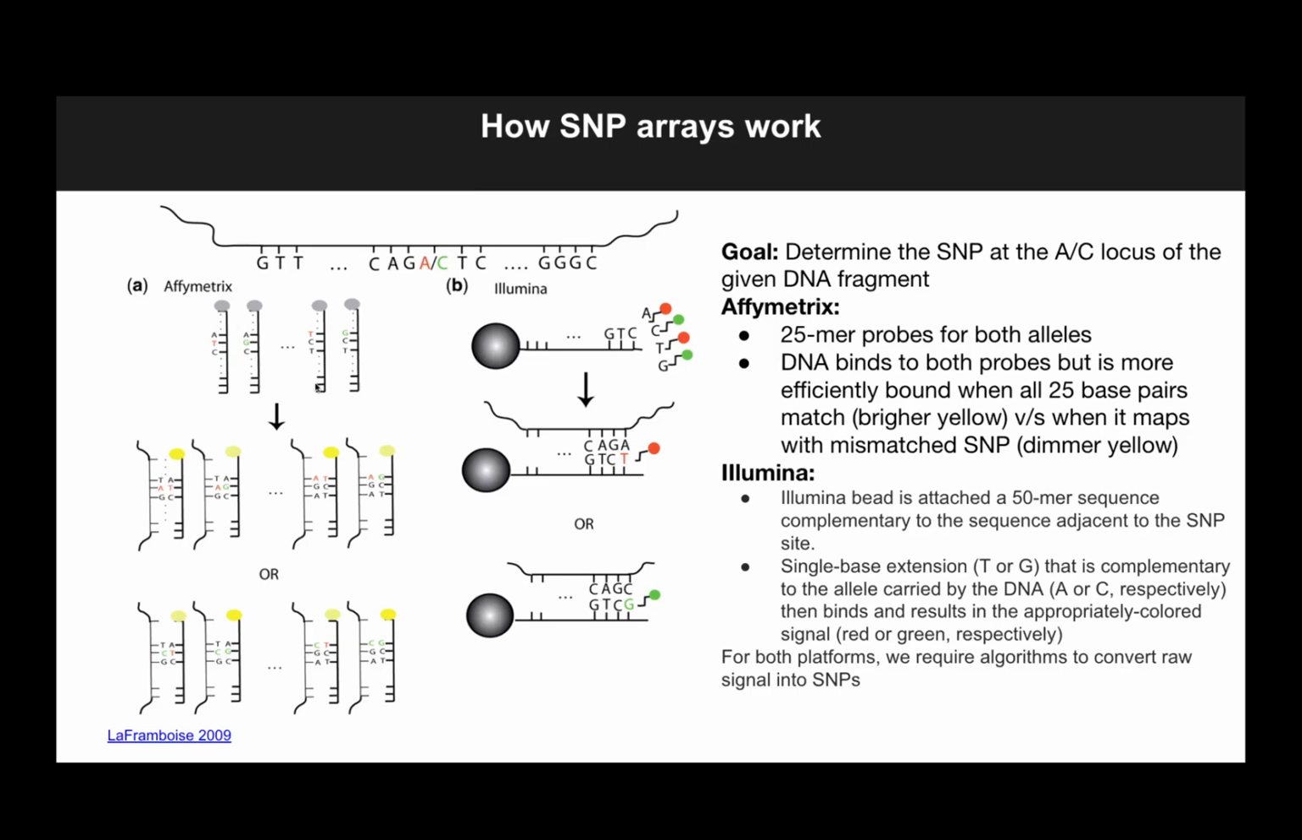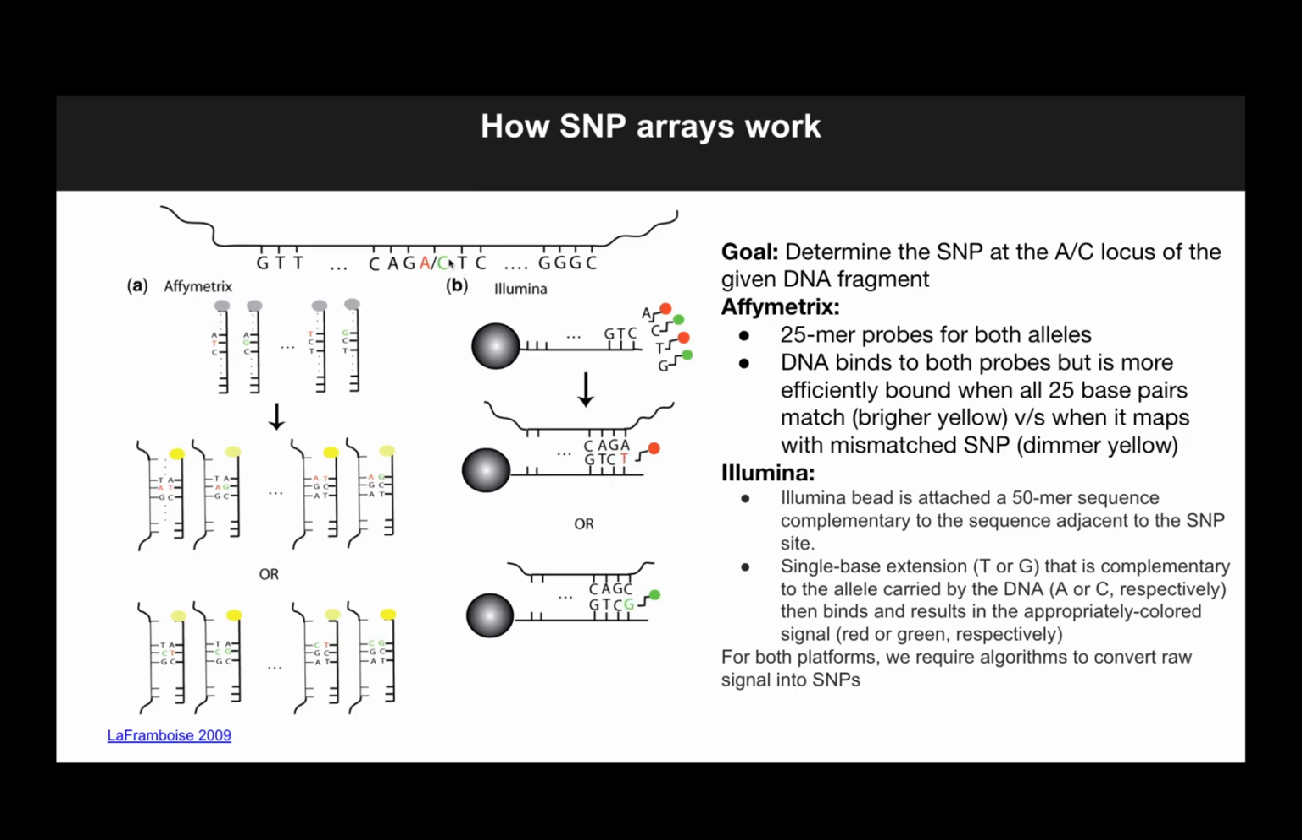This is what Affymetrix does. In case of Illumina, the case is slightly different. You have again a bead which is attached to a different sequence. This is a 50-mer sequence, so it's slightly more specific as compared to Affymetrix. Now you have different probes which have slightly different colors. So you have A, C, T and G, with A and T being red, C and G being green. As the extension happens, as you take your sequence and the polymerase tries to extend it, based on which particular sequence gets incorporated, it will emit a particular kind of signal.